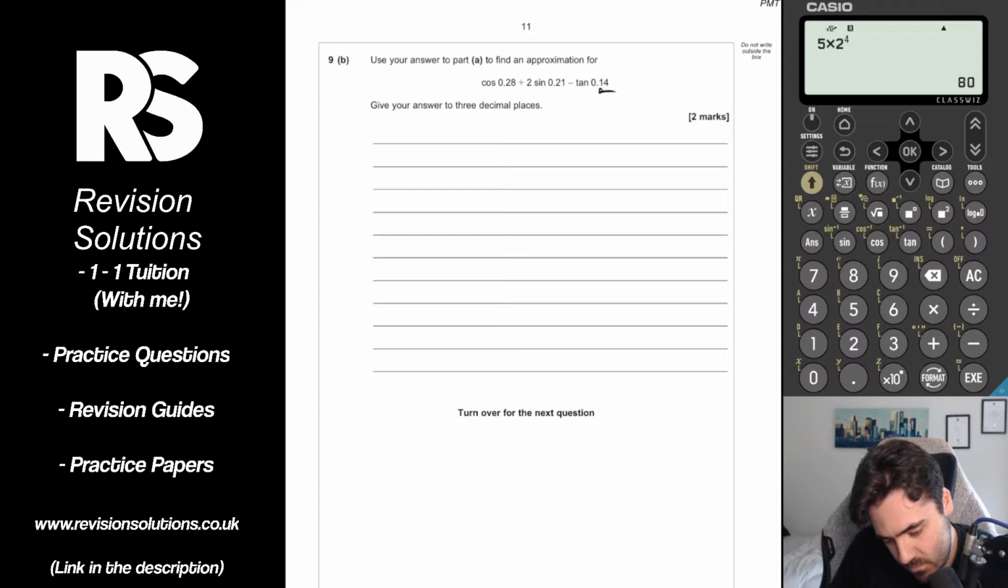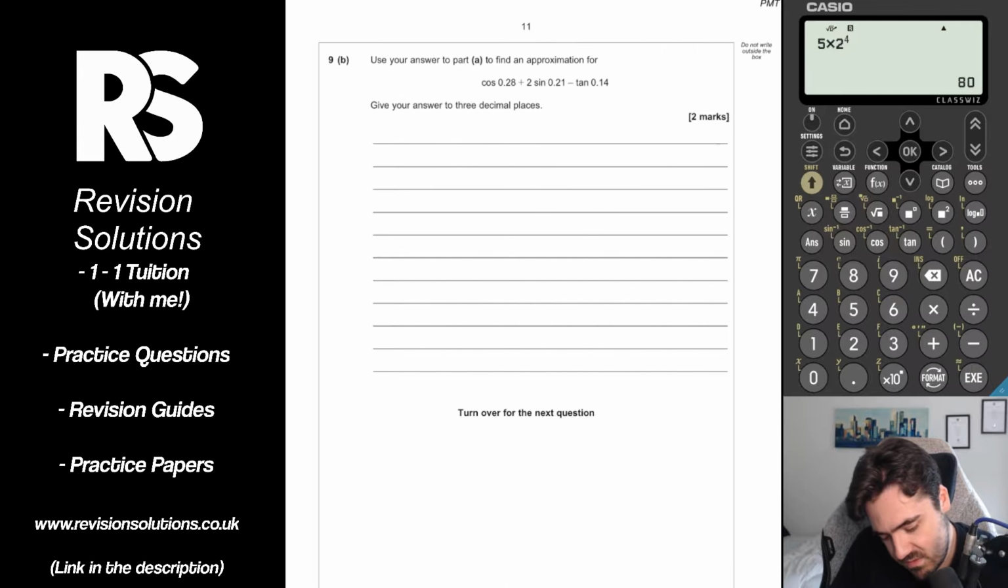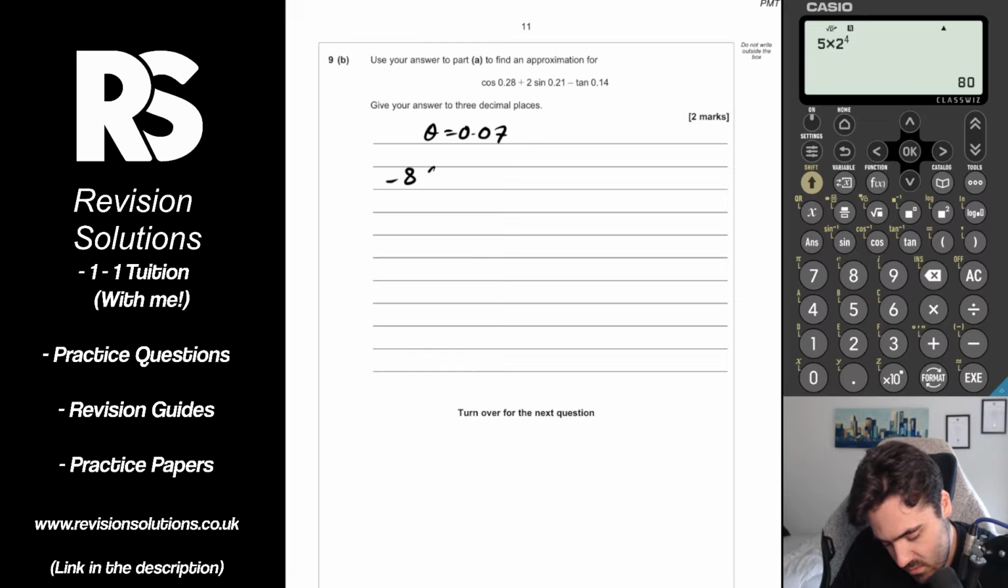Well, the 0.14 needs to be 2 theta. So that would mean theta is 0.07. And just checking, it checks out, 3 lots of that would be 0.21, and 4 lots would be 0.28, so that's definitely right. Then we just need to plug that value into our approximation. So it would be minus 8 lots of 0.07 squared, plus 4 lots of 0.07, plus 1.